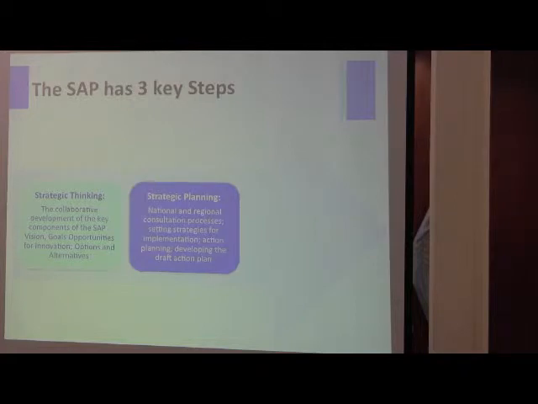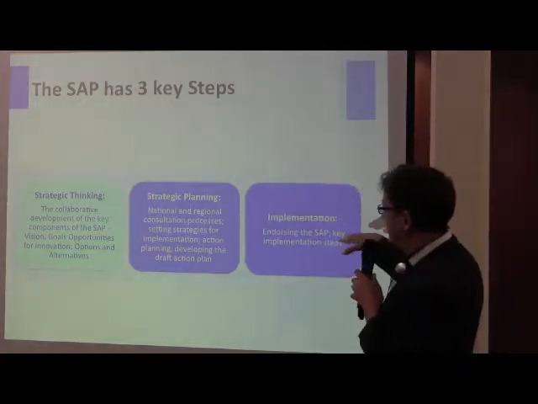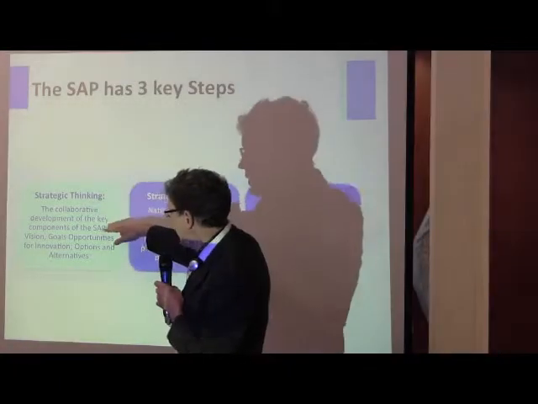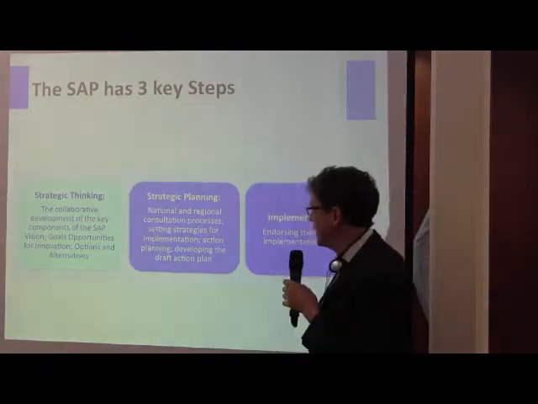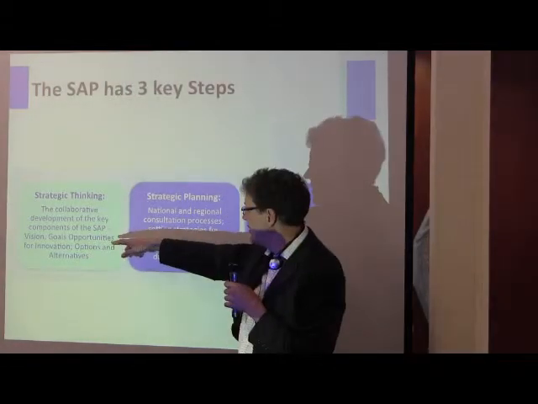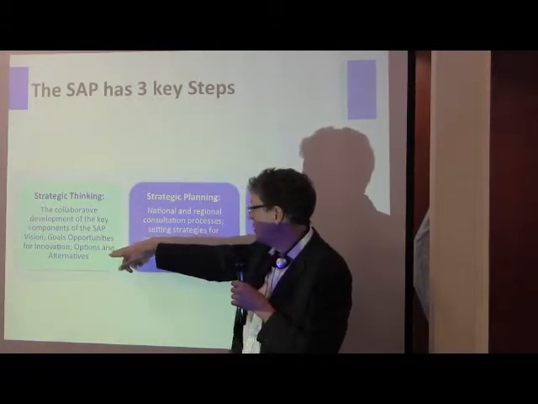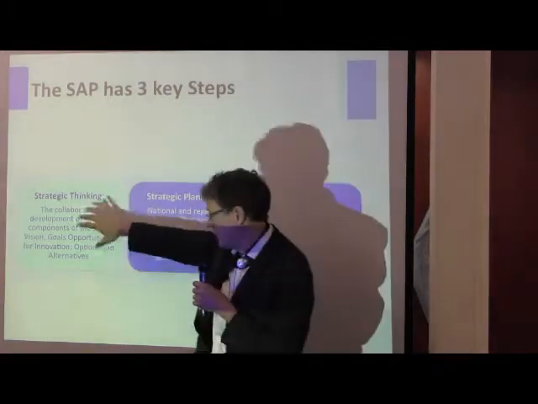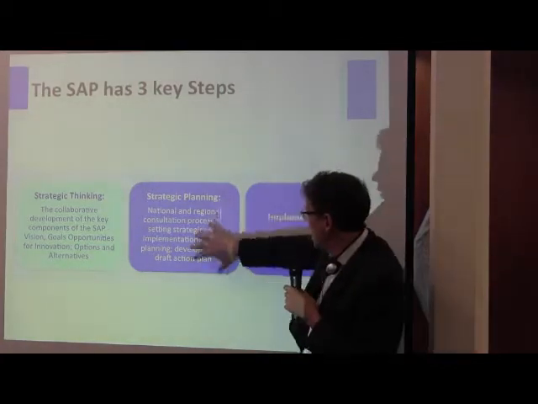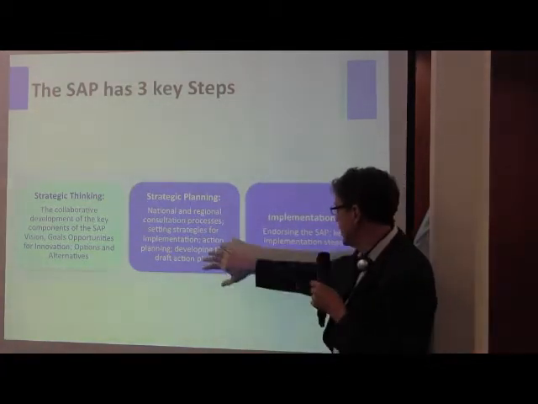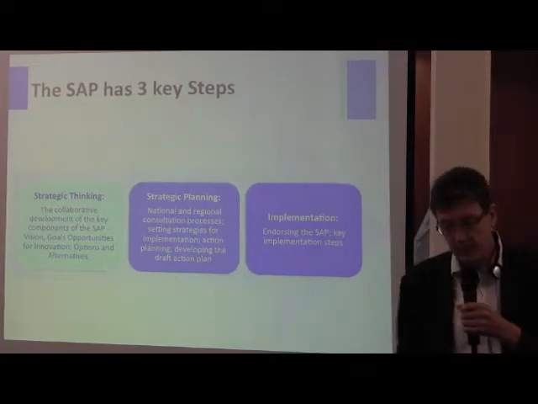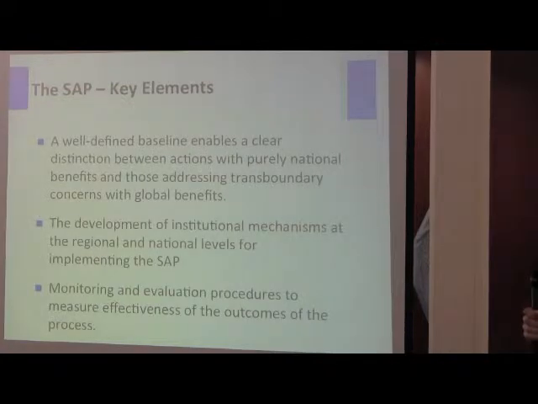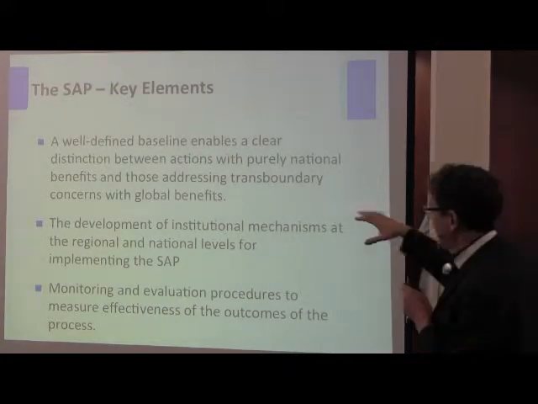As I said a minute ago, there are three key steps to the SAP process. Strategic thinking is the collaborative development of the key components of the SAP: visions, goals, opportunities for innovation, and options and alternatives. That's what we're going to be focusing on today. Then there's the whole area around national and regional consultation processes, and then implementation, or steps towards implementation. So it's just a few key elements of the SAP.